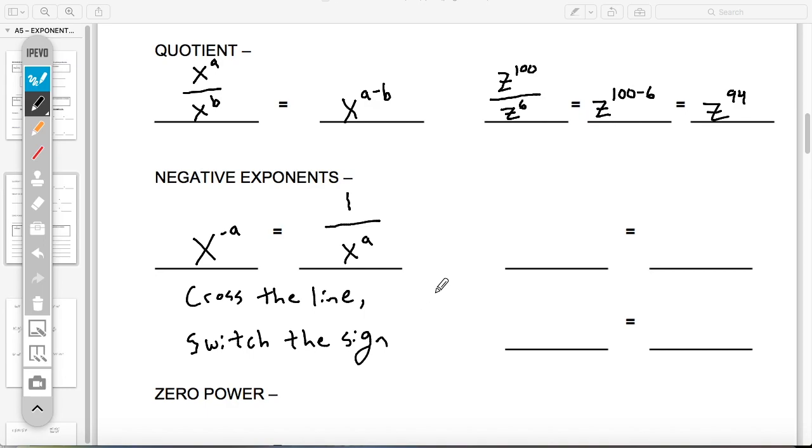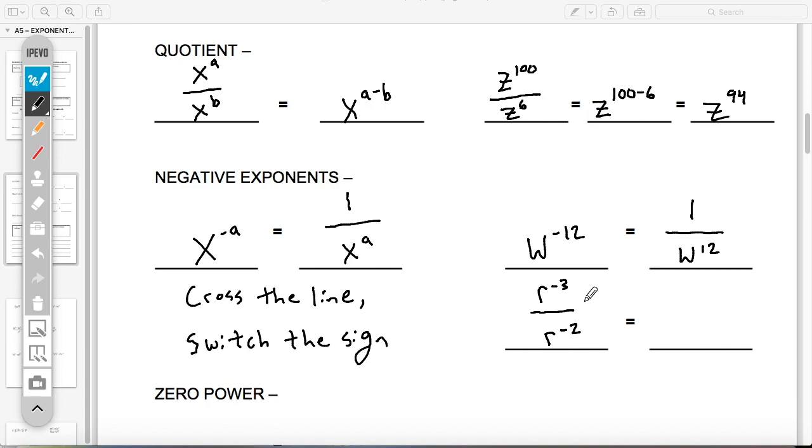Okay, so if we look at an example, let's say we have w to the negative 12th. That's the same thing as 1 divided by w to the positive 12th. Now let's take a look at another example. Let's say we have r to the negative 3rd power divided by r to the negative 2nd power.